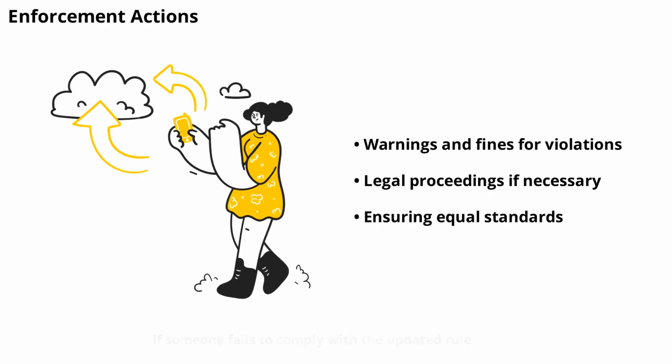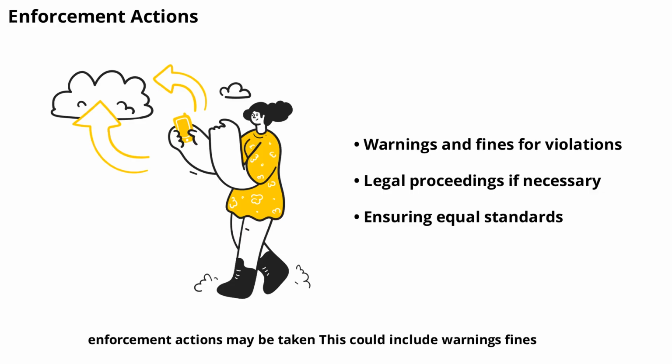If someone fails to comply with the updated rule, enforcement actions may be taken. This could include warnings, fines, or even legal proceedings. The aim is not just to punish, but to encourage compliance and protect the public interest. Enforcement ensures that the rule has real impact and that everyone is held to the same standard.